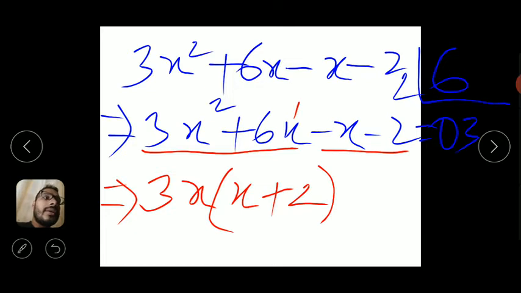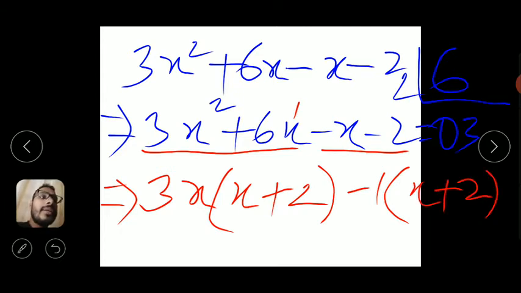Now here we'll take minus common. x and 2 have only one common factor, right? They are co-prime, having HCF as only 1. So minus x and minus 2 do not have anything else in common, right? So 1 will be the HCF of these two terms. So we'll take minus 1 as common. So inside will be x plus 2.